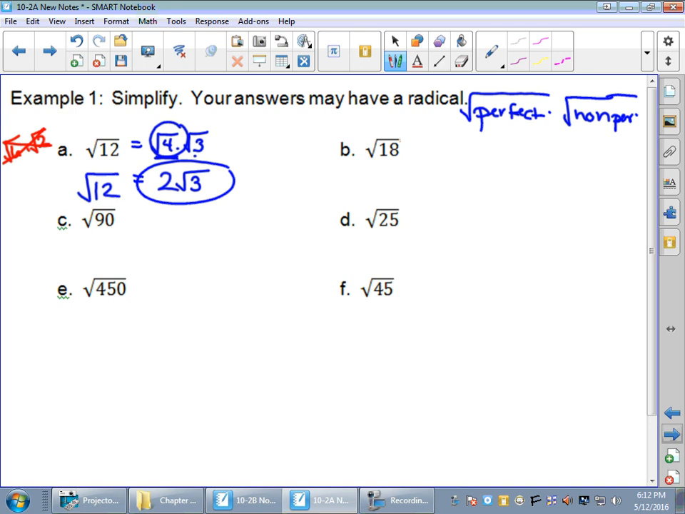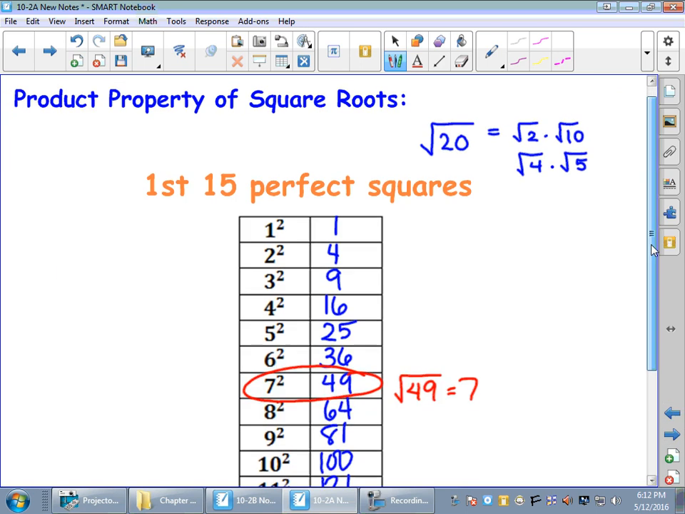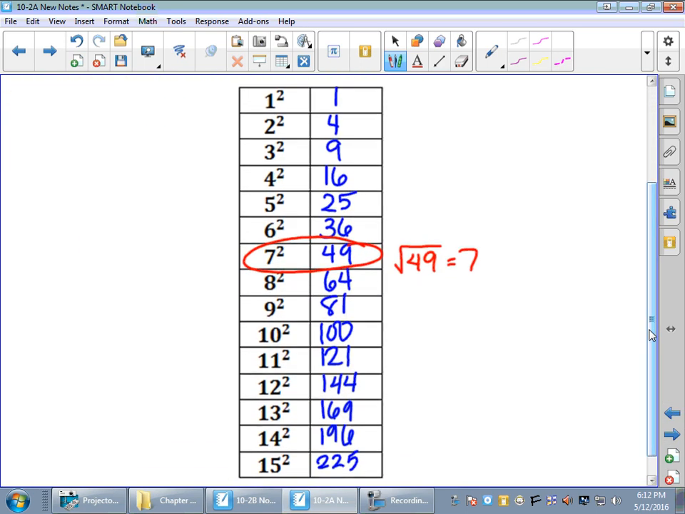Okay, so let's try part B. Part B, get the square root of 18. It is not perfect, and so I'm going to go through my list of perfects. I don't care that you can pull something out of 18. I'm only concerned about that list of perfects right here. So when I look at this list of perfects, and I'm trying to pull something out of 18, a lot of these numbers are too big, but I do notice that 9 goes into 18.